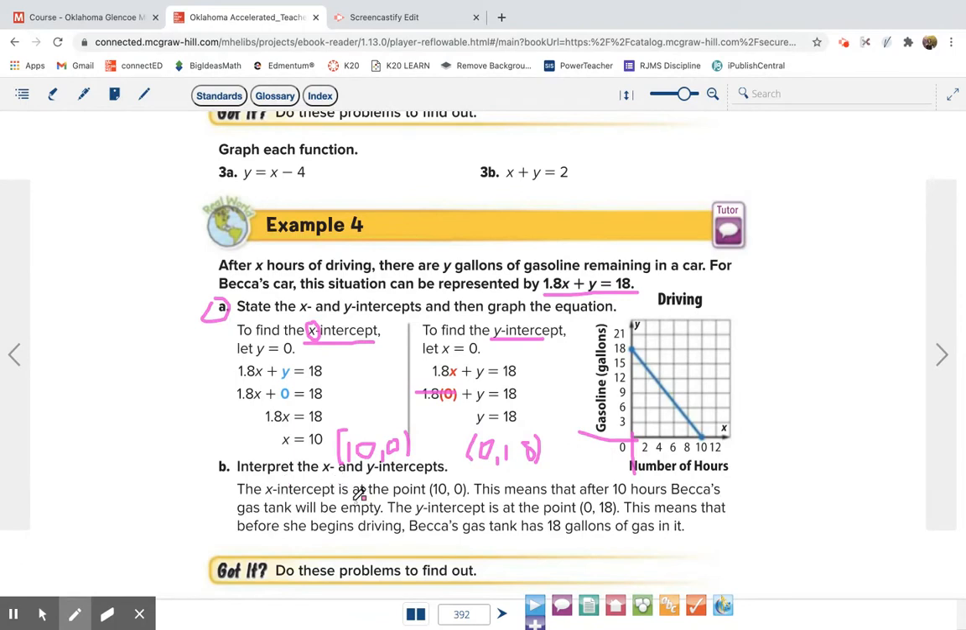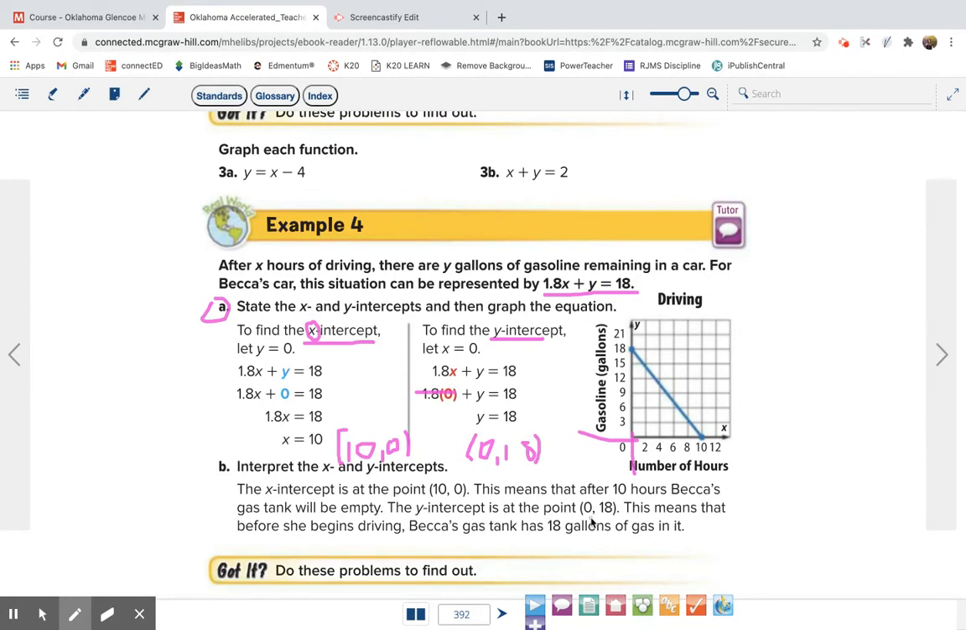Part B says interpret the x and y intercepts. So this tends to be a little trickier for everybody in Pre-Algebra and Algebra 1. So we know our x-intercept is the point (10, 0). So they mean interpret it in terms of what this problem was talking about. Well, x was the hours of driving. So it says this means that after 10 hours of driving, her gas tank, or y, because y is the gas, would be empty because it's 0.